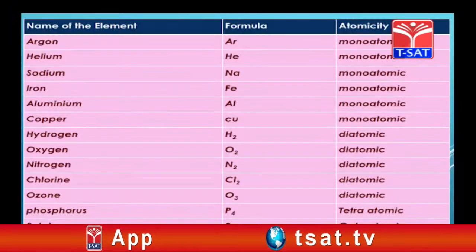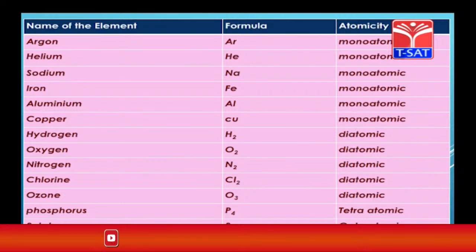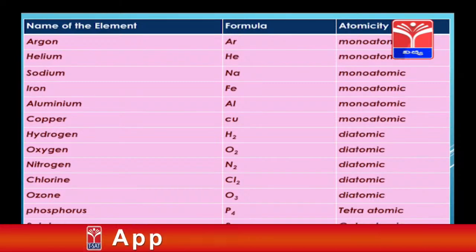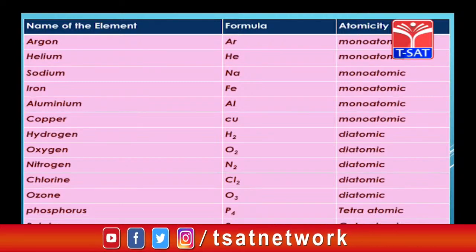So, observe the following table to know the atomicity of molecules of a few elements. You see here 3 columns. First column is the name of the element, second column is the formula and third column is atomicity. So, first you see here in name of the element, argon. Argon is an inert gas and the symbol of argon is Ar and it is monoatomic. Why? Because in argon only one argon atom is there.